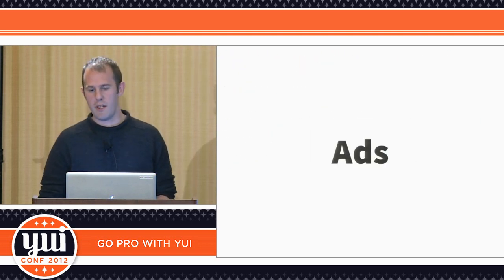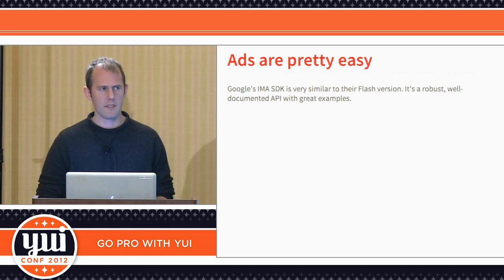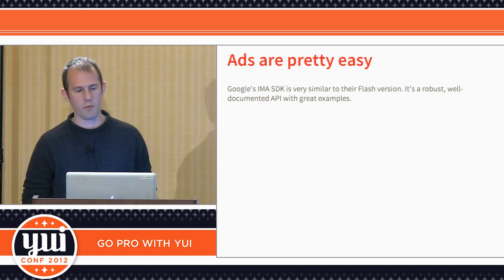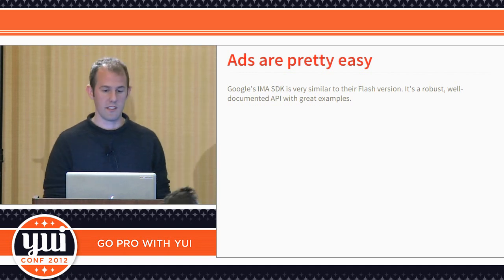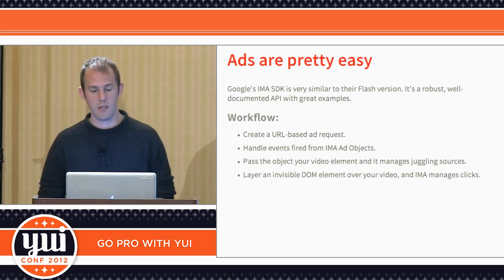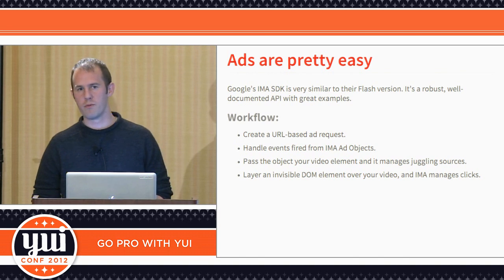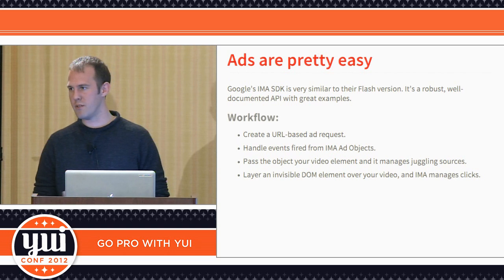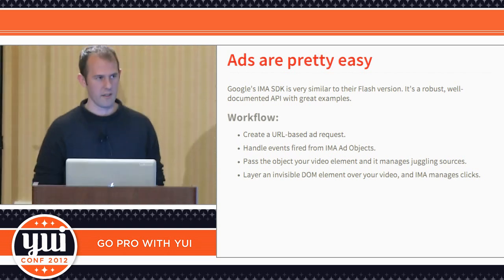So let's talk a little bit about ads. Ads are generally pretty easy. We use Google's IMA SDK. Its API is very similar to the Flash version, which is great. It's robust and it's well documented. They've got some really great examples. The workflow is simply you create a URL-based ad request. You handle events fired from these IMA ad objects. And you pass the object to your video player, and it manages juggling sources. And then for tracking clicks on ads and launching sites, you just put an invisible DOM element over your video, and the framework handles the rest.